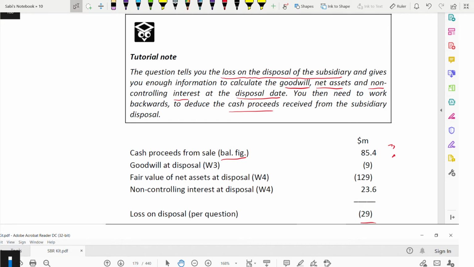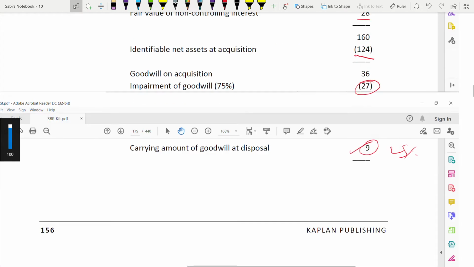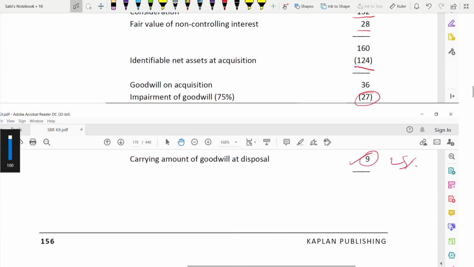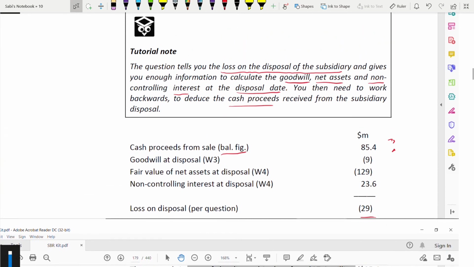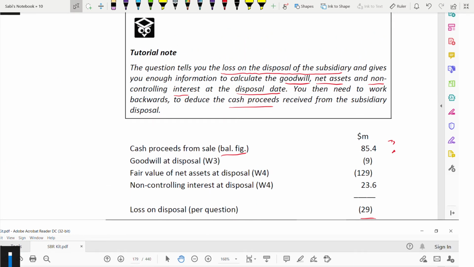Next is goodwill at disposal, working three. Just now we finished, right? Goodwill on disposal, which was 9. So let us go to working three and see the goodwill at disposal. This 9, you see the carrying amount of goodwill at disposal. Goodwill will be disposed of because you are disposing, so you deduct it. Fair value of net assets at disposal. Net assets working four, 129.